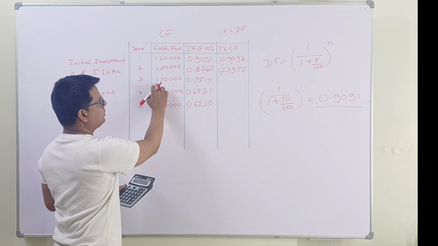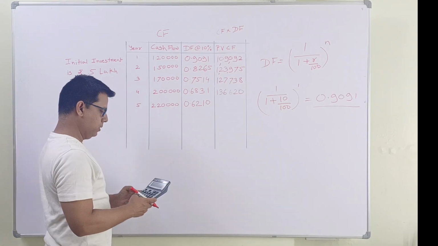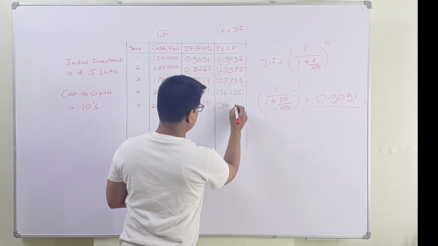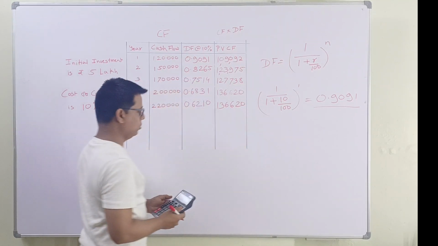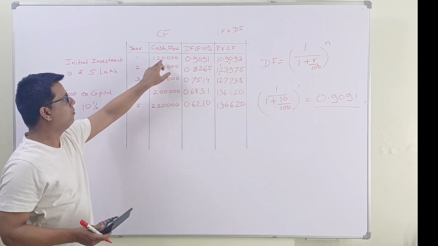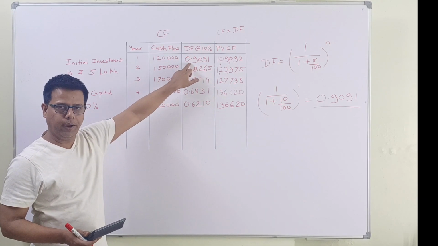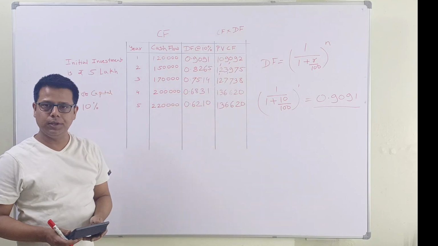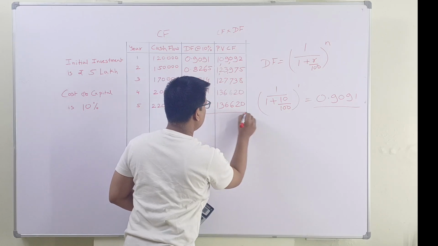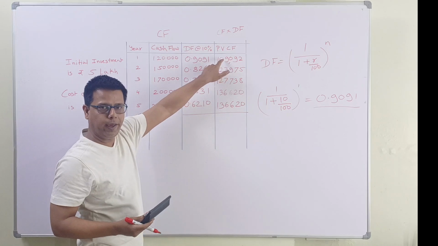For the third year, 1,70,000 into 0.7514. The answer is 1,36,620. So this is the PVCF of each year. What we have done is we have multiplied the cash inflow of each year with the respective discounting factor. So for every year we have calculated the PVCF. Now the next step is we need to do the total of this. Total of PVCF. So it is nothing but the total of all the values of PVCF.